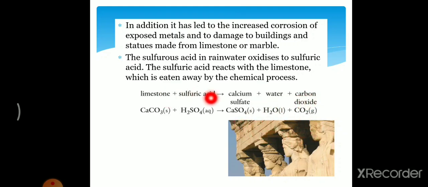What happens when acid rain falls on monuments? These monuments are made up of limestone. The limestone formula is CaCO3. Sulfuric acid in the rain is H2SO4. So calcium carbonate plus sulfuric acid gives CaSO4, calcium sulfate, plus water and carbon dioxide. This equation also is very important. A 3 marks question can be asked on this. CaCO3 + H2SO4 gives CaSO4 + H2O + CO2.